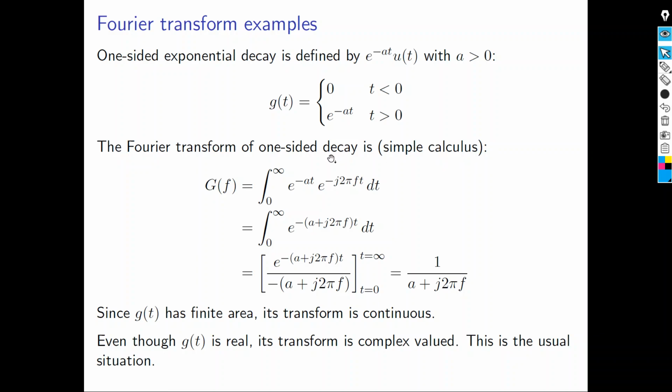So the Fourier transform of a one-sided decay, how do you find the Fourier transform? This is in time domain, but I want this in the frequency domain. Why would I need it in the frequency domain?